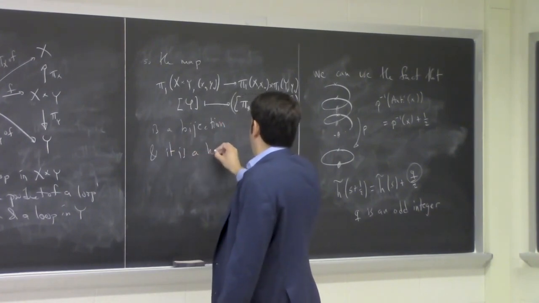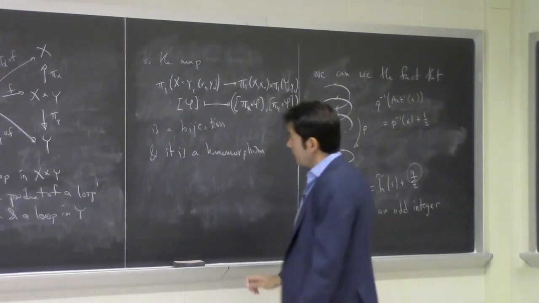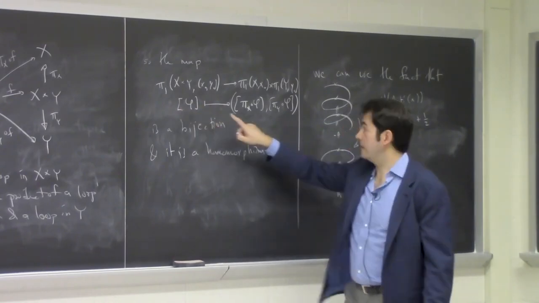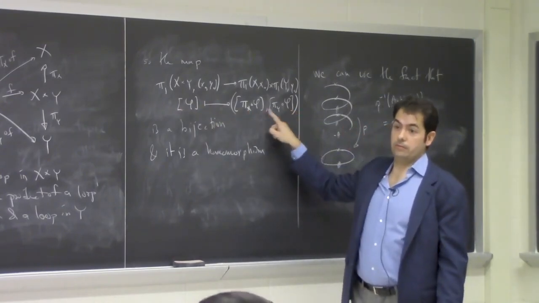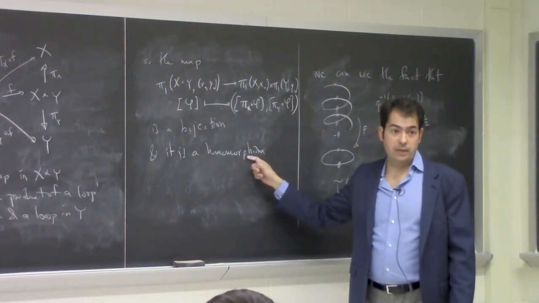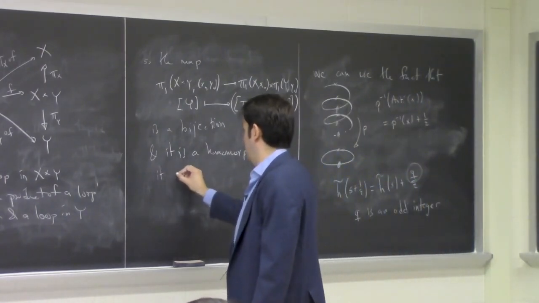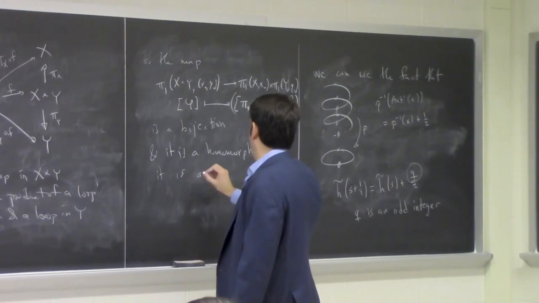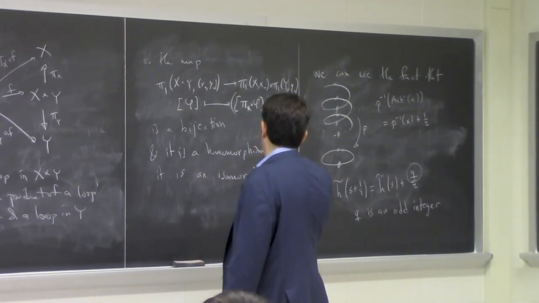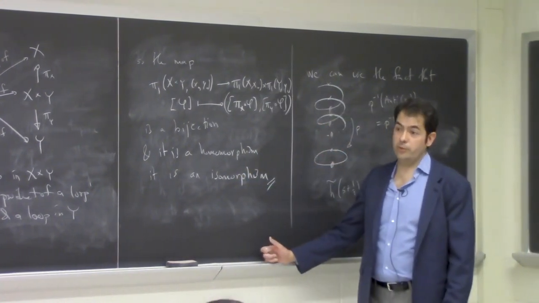And it is a homomorphism, because concatenation here just means concatenate in each coordinate. Right? And so this is a group homomorphism. And since it's a bijective group homomorphism, it is an isomorphism. Okay, so this is pretty direct.